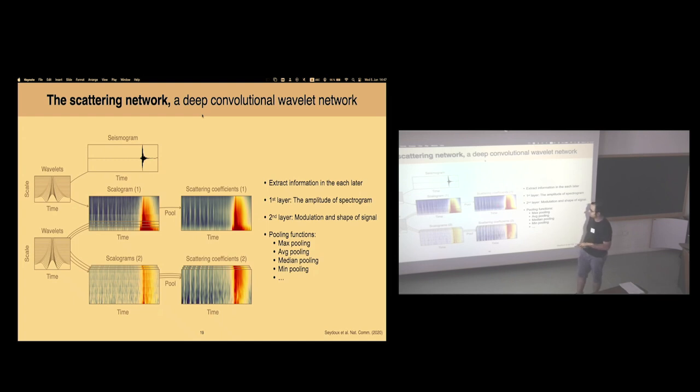And we go to the second layer. We take one frequency of the scaleogram, and again apply the wavelet transform on it and calculate the scaleogram. We do it for each frequency, and after that, we apply a pooling function on it and extract a scattering coefficient from it. So basically, the first layer gives us some information about the amplitude of the spectrogram, and the second one gives us some information about the modulation of the signal and the shape of the signal, how it behaves.